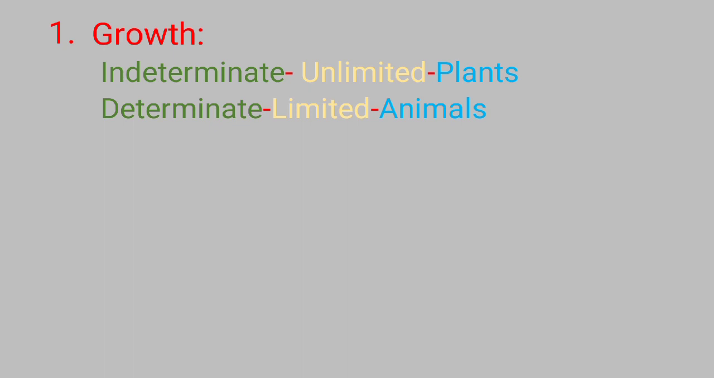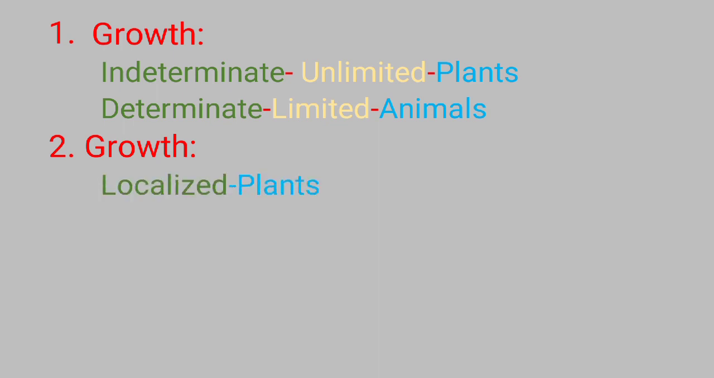Then second thing is determinate growth, that is limited, which occurs in animals. Animals do not grow throughout their lifetime. There is a limited growth, and after some period of time they stop growing. So that is the determinate growth. Then second classification is localized and diffused. Now localized and diffused means what? In plants localized growth occurs, and in animals diffused growth occurs.